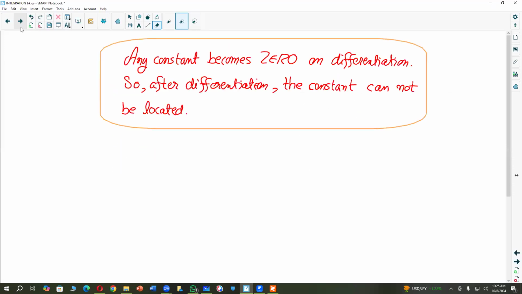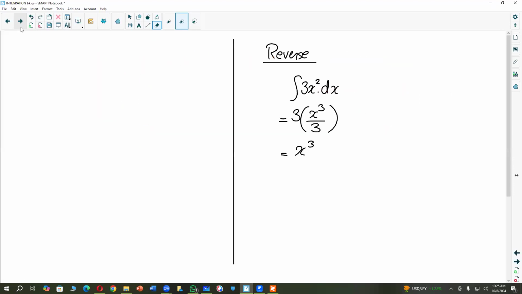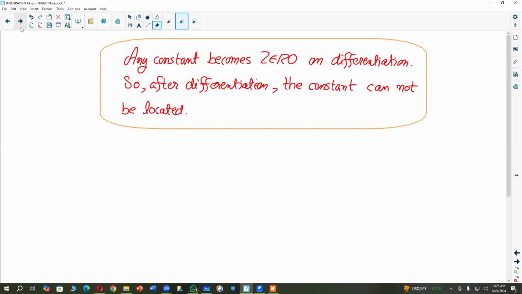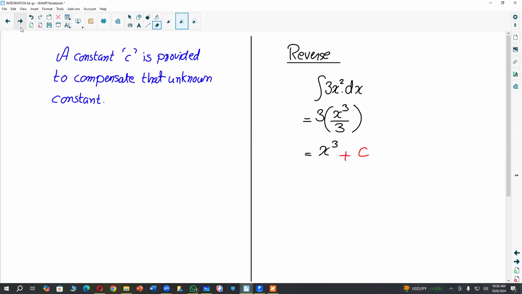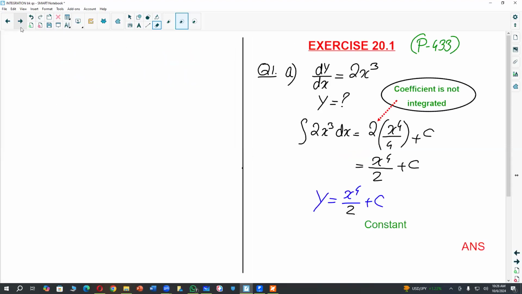We have discussed the significance. Any constant becomes zero on differentiation. So after differentiation, the constant cannot be located. This is why we have to put the constant c to compensate for any missing constant. So a constant c is provided to compensate that unknown constant. Now you have to remember this concept, why the constant c was introduced. Exercise 20.1, the same book, exercise 20.1.